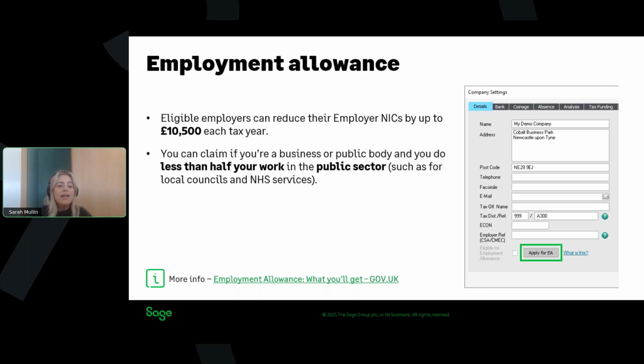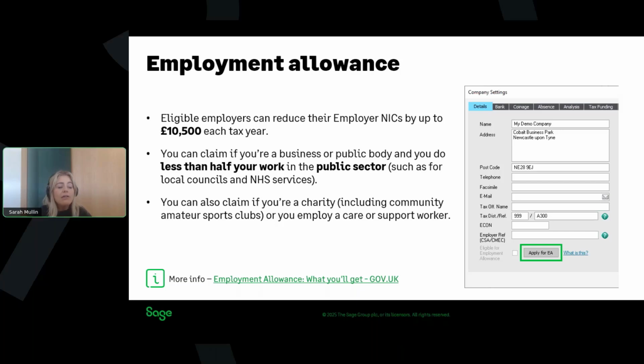You can claim if you're a business or public body and you do less than half your work in the public sector, such as local councils or anything NHS. You can also claim if you're a charity or if you employ a care or support worker as well. You do your application by submitting the EPS for the claim, but I will show you a little bit later on how to do that.